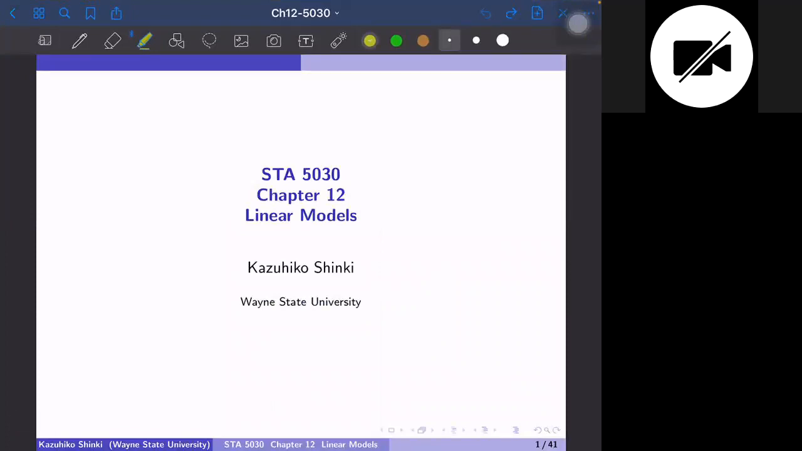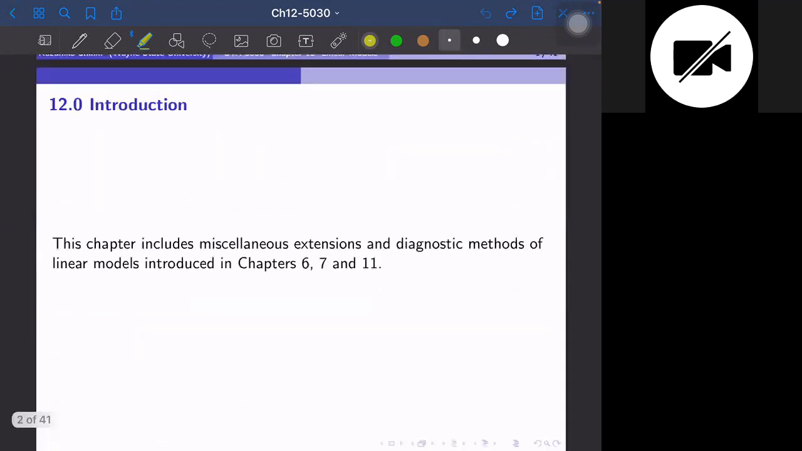Hi, we start chapter 12, linear models. This chapter includes miscellaneous extensions and diagnostic methods for linear models introduced in chapters 6, 7, and 11. So this is a wrap-up chapter for the most important chapters, 6, 7, and 11.